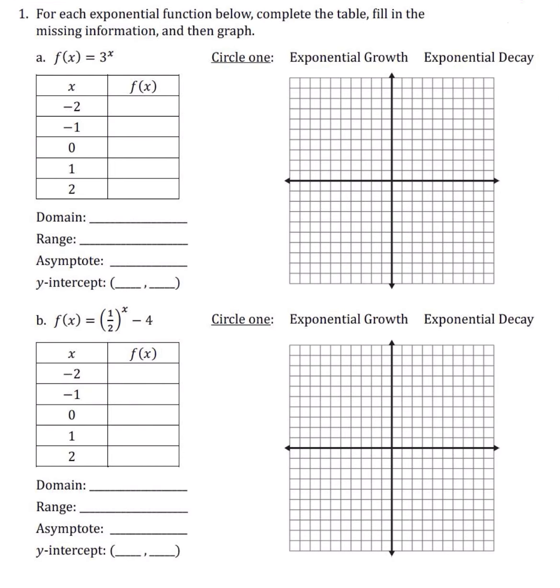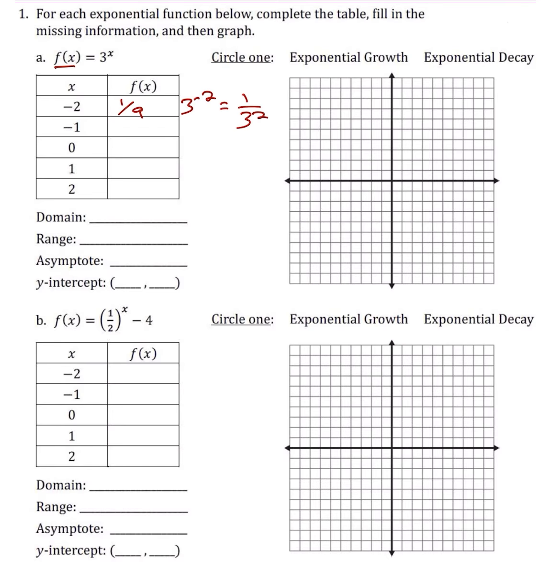So just to get started, remember that f of x is basically the same as y. So f of x equals 3 to the x. We're basically going to substitute -2 in for x, which gives us 3 to the -2, which is 1 over 3 to the +2, which is 1 over 3 squared, which is 1/9. So when x is -2, f of x is 1/9.